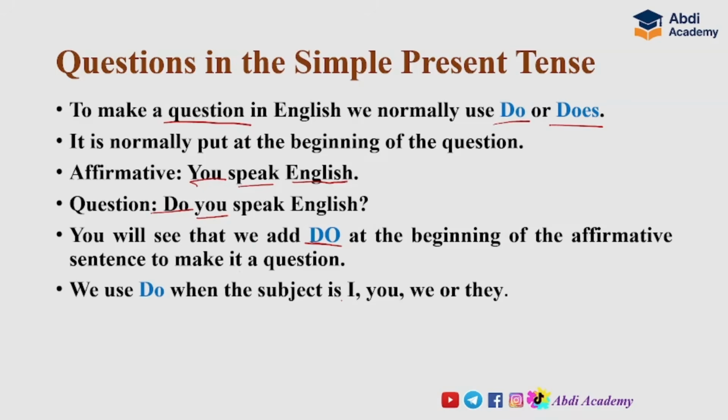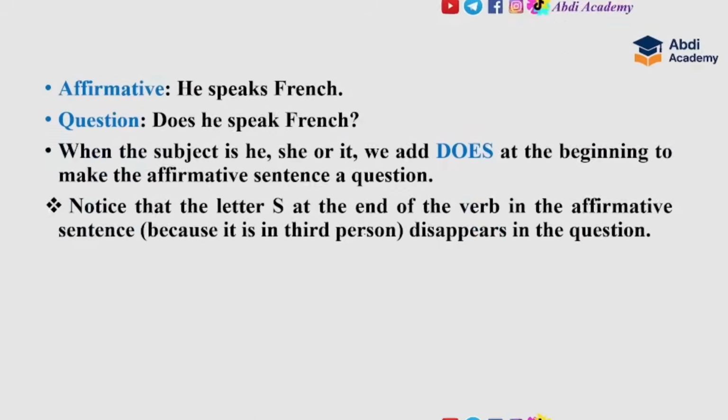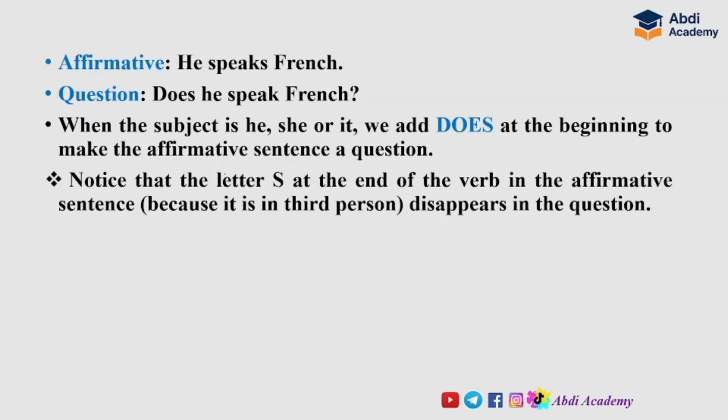As you see from the example, we add do at the beginning of the affirmative sentence to make it a question. For example, we use do when the subject is I, you, we, or they. So we can form the question form in this way. Look at this example again. He speaks French. The subject of this sentence is he, so we need to put does before the subject, then the verb of the sentence.